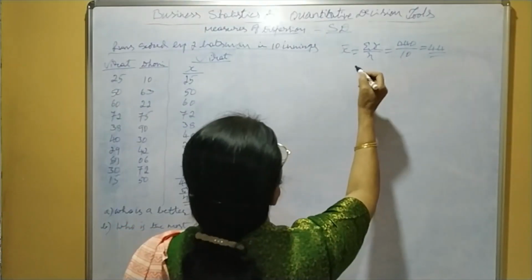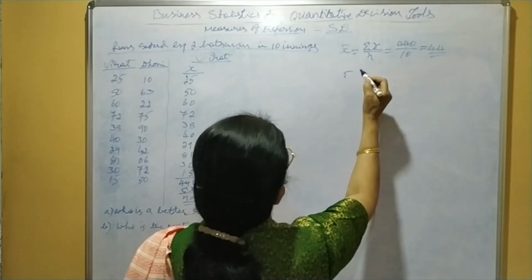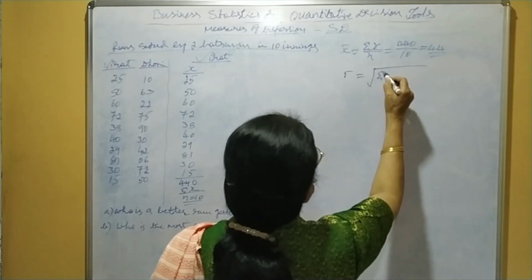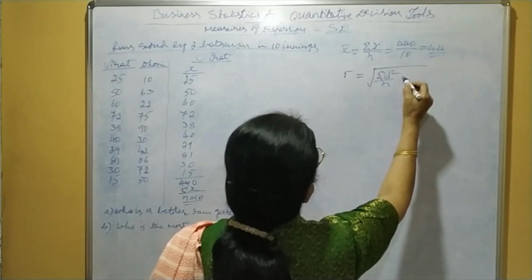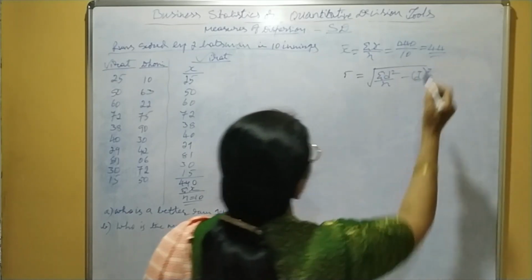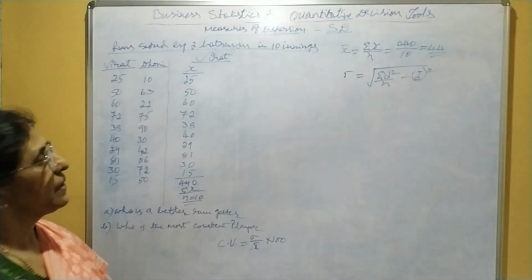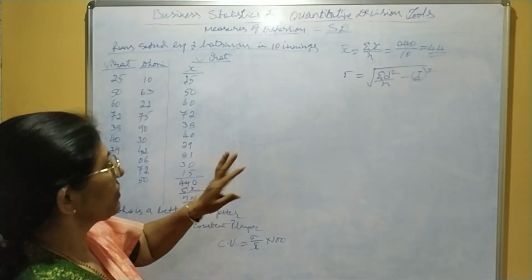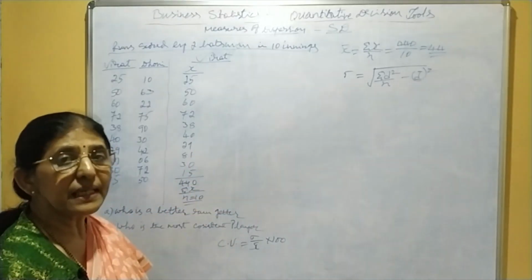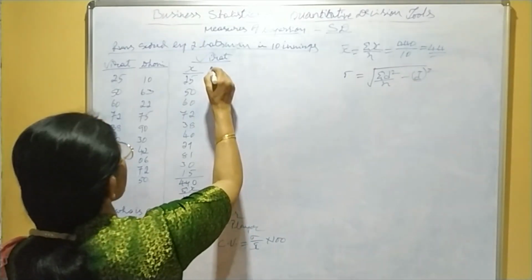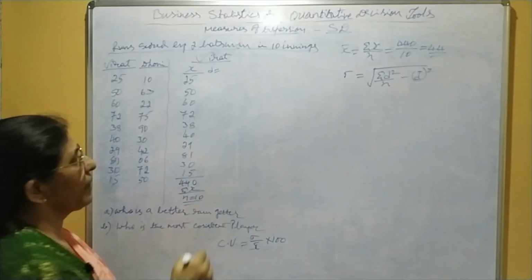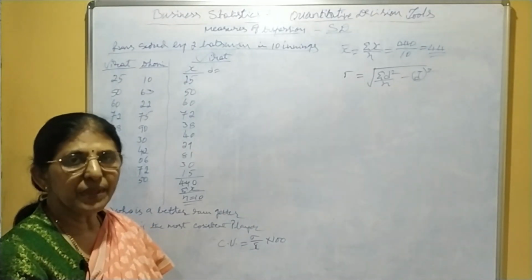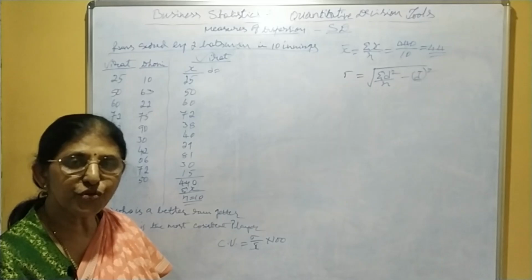Now to find out standard deviation under data not classified or ungrouped data, what is the formula? Standard deviation equals square root of sigma d square divided by n minus d bar whole square, isn't it? Now next step is what we have to take d. Here d may be taken, that is deviation of values of variables may be taken from arithmetic mean, that is actual mean or assumed mean.